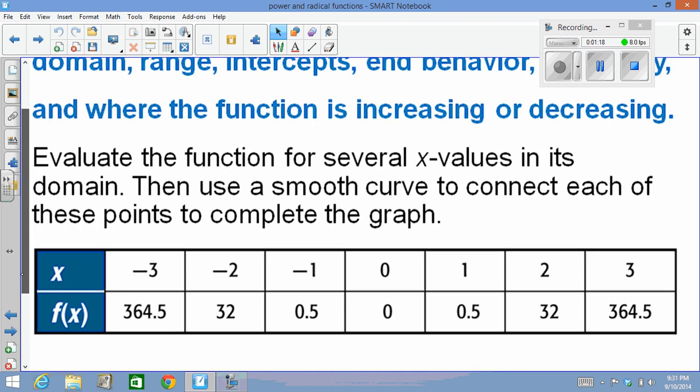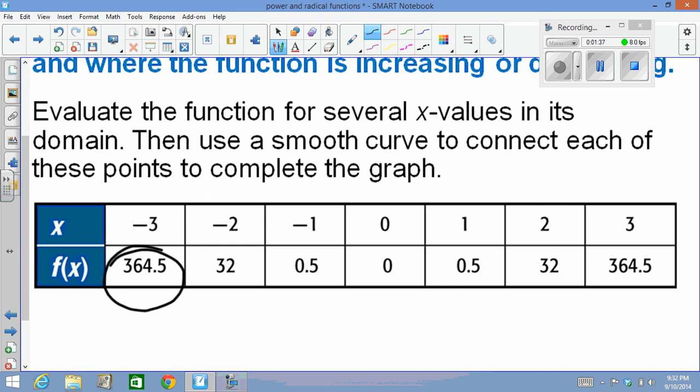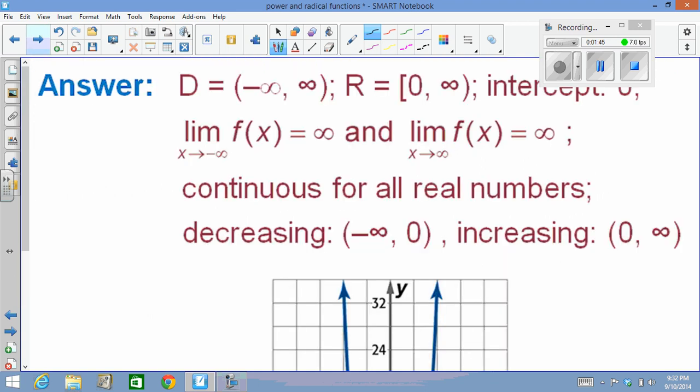So there's my table. If I've completed my table, that would be what I have. Notice that our end behavior tells us that as x goes to negative infinity, our graph is going to go to positive infinity because it's getting quite large. And as x goes to positive infinity, y is also going to go to positive infinity. And if I look at the graph, there are my answers to all my questions.